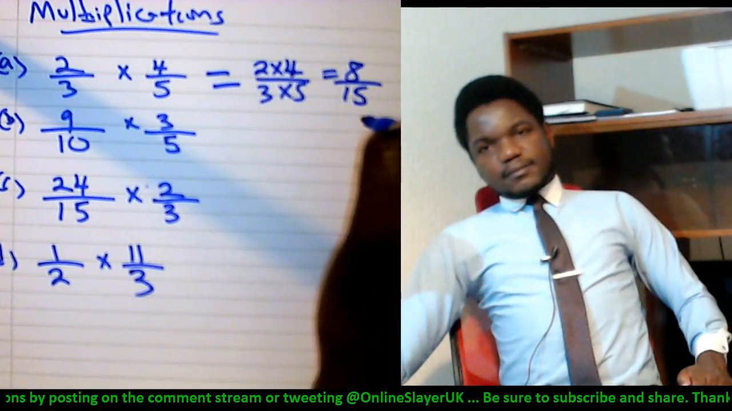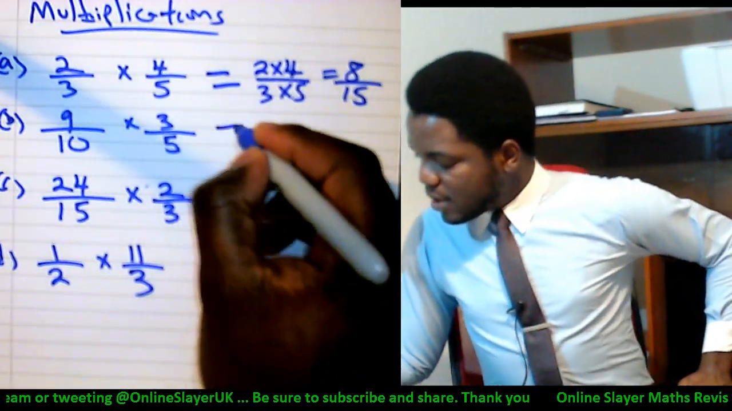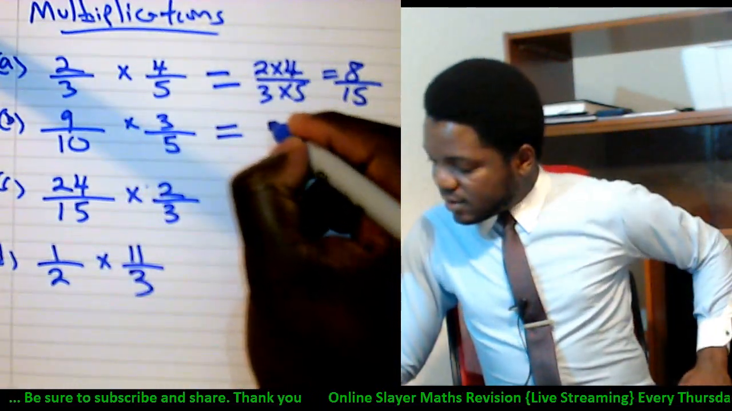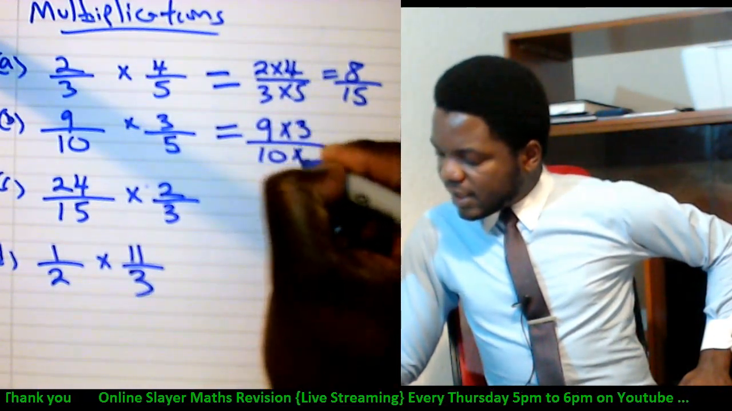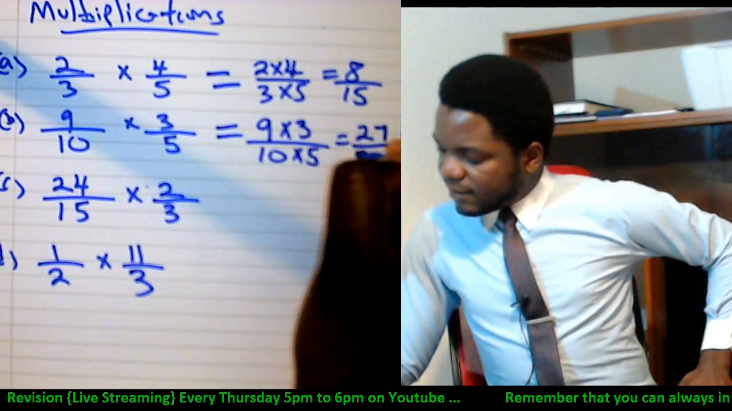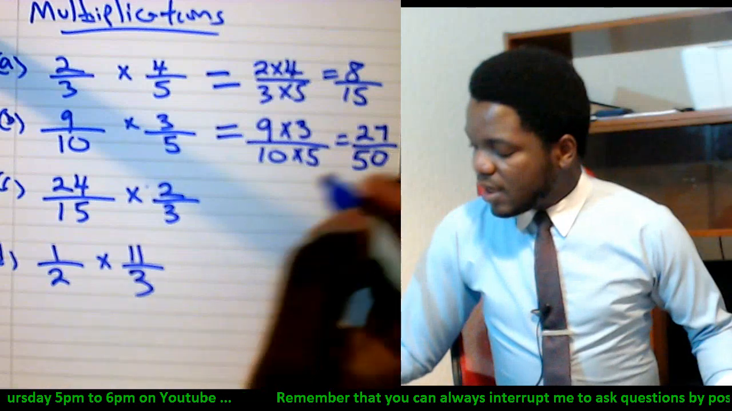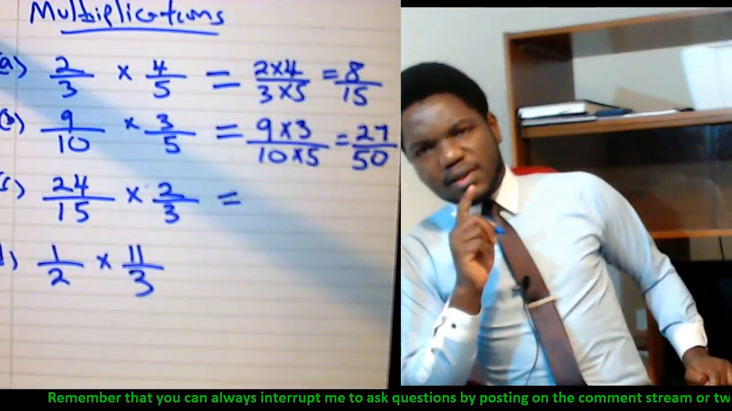But then, is that all there is to it? Yeah, sort of. Again, you can guess what the answer is. 9 multiplied by 3 over 10 multiplied by 5, and that gives you 27 divided by 50. Again, that's how easy it is. But is there more to it? Well, I will say yes, there is something else you need to know.